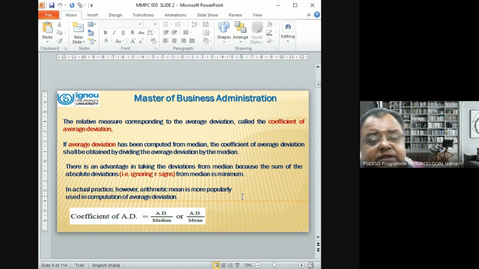This is the advantage in taking the deviations from median, because the sum of the absolute deviations, as we are ignoring plus and minus signs, is always minimum about the median. In actual practice, however, arithmetic mean is more popularly used in computation of average deviation.